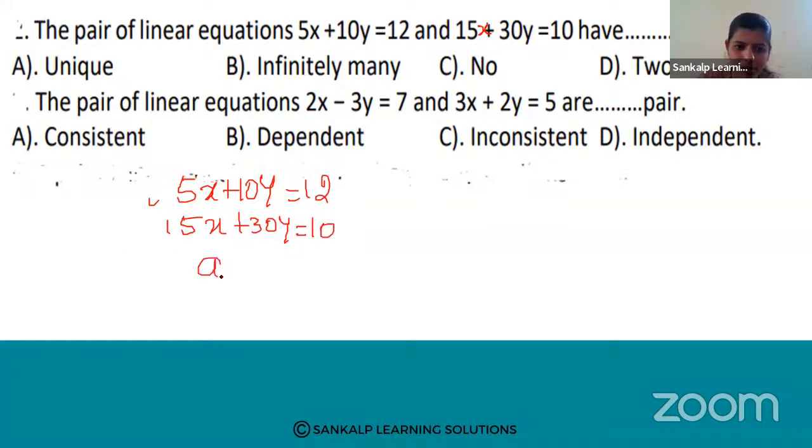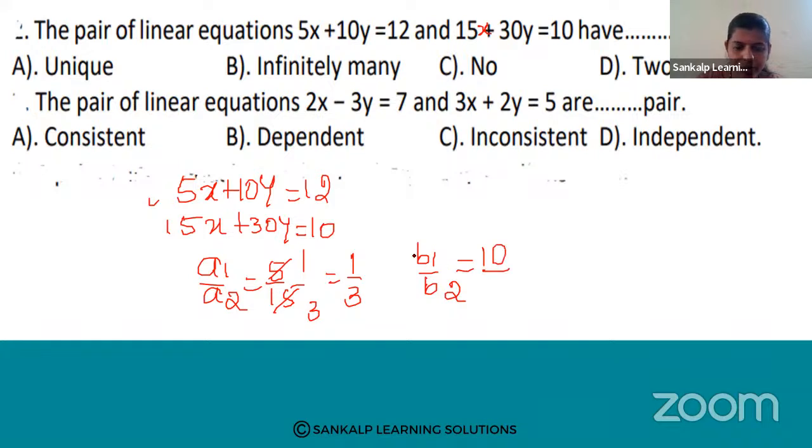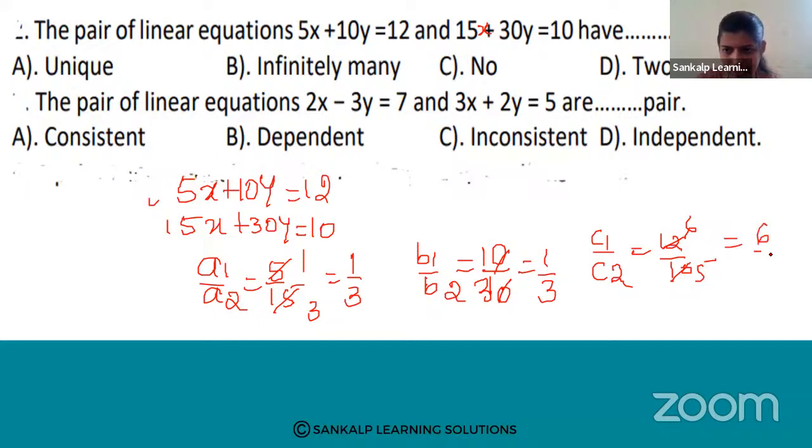Again compare the ratios. a1 divided by a2, 5 divided by 15. 5 ones are 5, 5 threes are 15, that means 1 divided by 3. b1 divided by b2, b1 value is 10, b2 value is 30. So again you will get 1 divided by 3. Check C1 divided by C2. 12 divided by 10. 2 sixes are 12, 2 fives are 10. Therefore, you will get 6 divided by 5. That means here A1 divided by A2 is equal to B1 divided by B2, but it is not equal to C1 divided by C2.